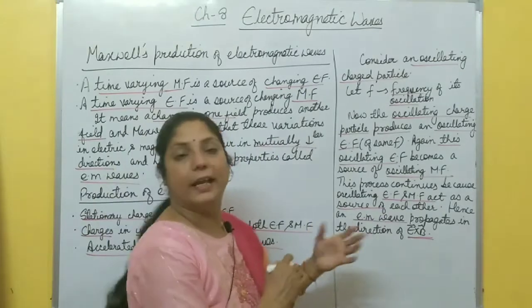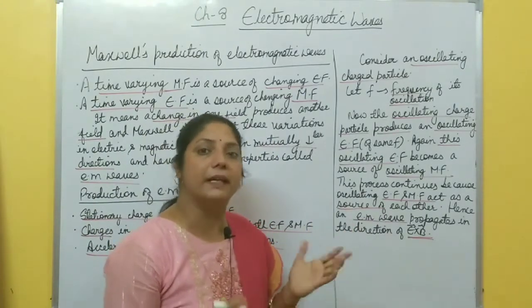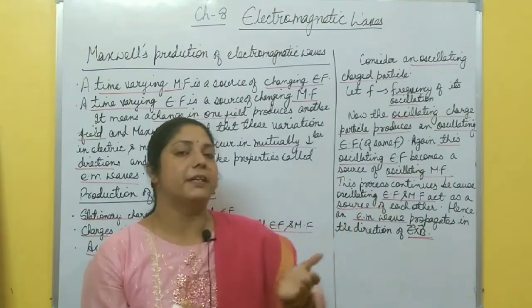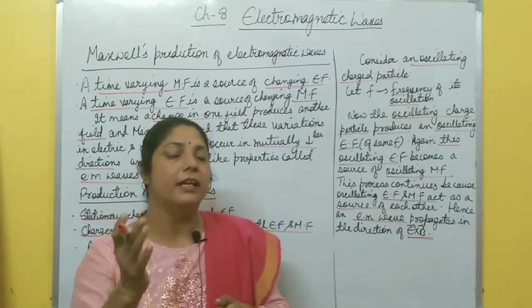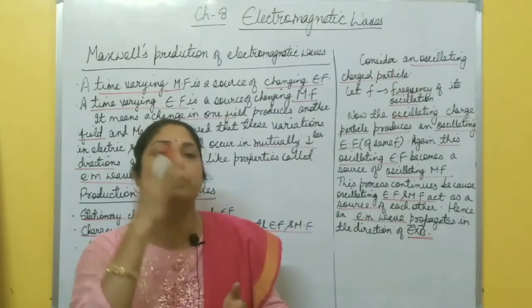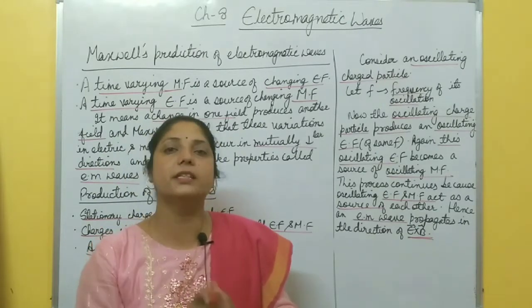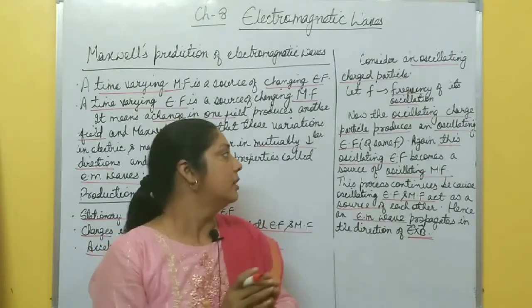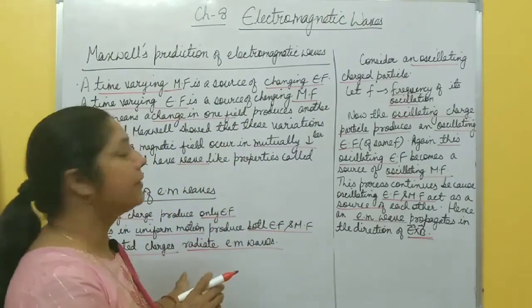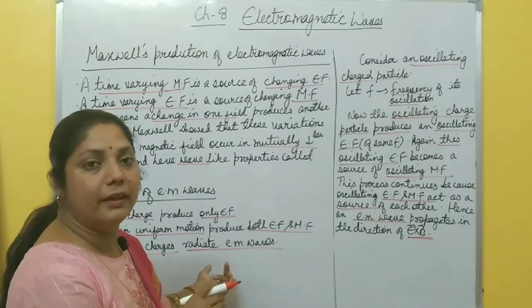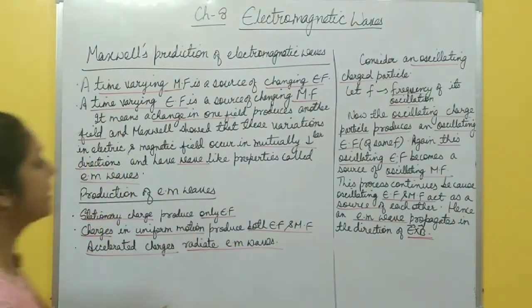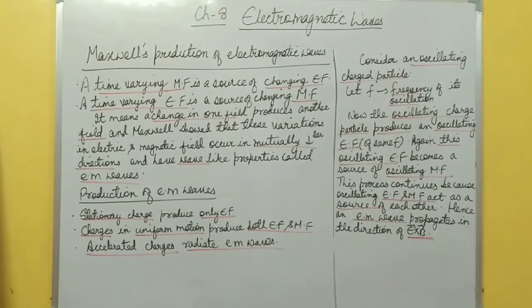So in this way, an electromagnetic wave is produced by the accelerating charged particle, because that accelerating charged particle produces an oscillating electric field, and then the oscillating electric field produces an oscillating magnetic field, and this process goes on. Both become a source of each other, right? So this is given by Maxwell, and experimentally it was given by Hertz. That is called the Hertz experiment. First take a screenshot of this one, then we will discuss the Hertz experiment.